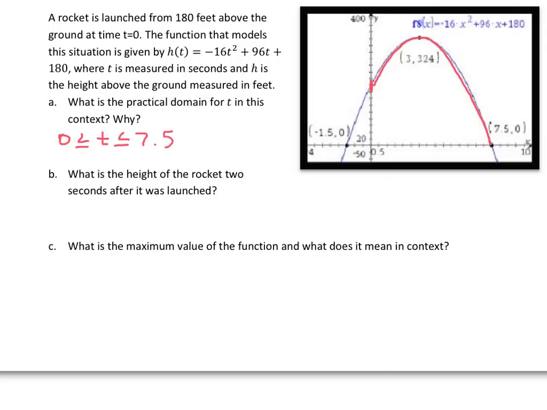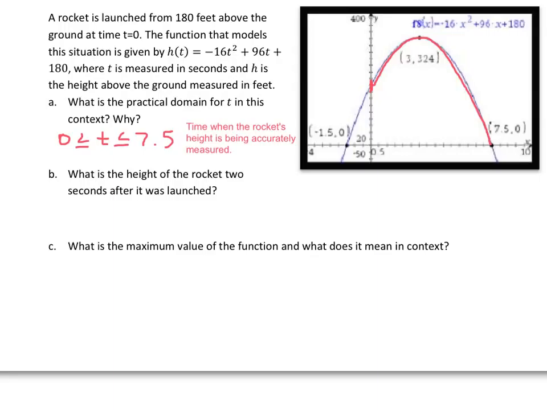And the reason why is because we want to keep the height above the ground, so those are the times when the height is above the ground. Or I could also phrase that as the time when the rocket's height is being accurately measured. So accurately measured being it actually was at 180 feet at t equals 0, and then it was at 0 feet at t equals 7.5.